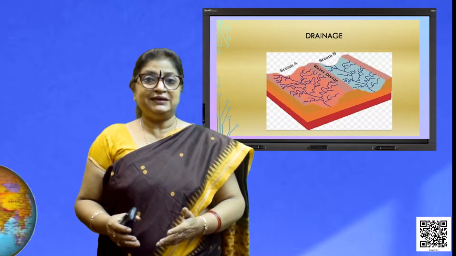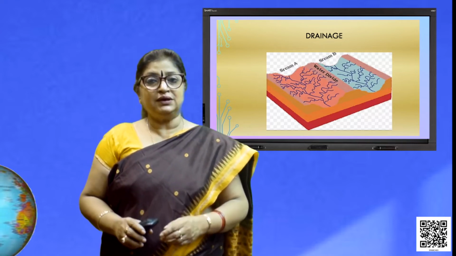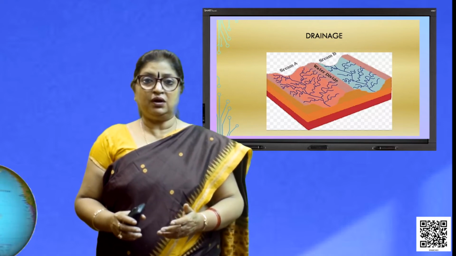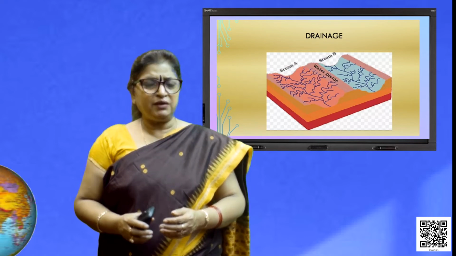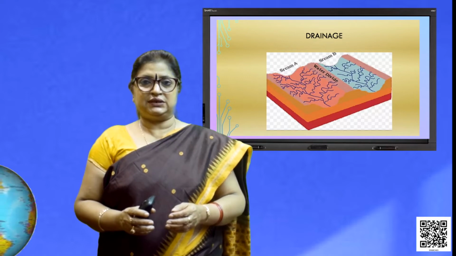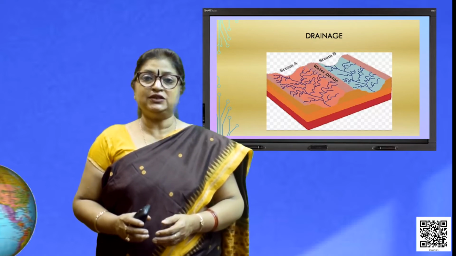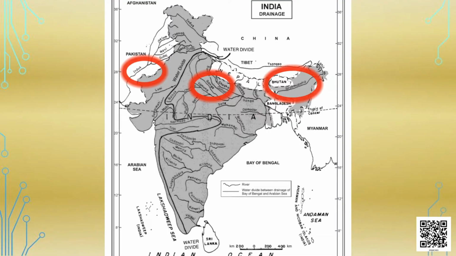Coming to the word drainage, what do you mean by the word drainage, children? What does this term drainage describe? Drainage describes a river system. Any land which is drained by a single river and its tributaries is called a drainage basin. You might have seen the Ganga river basin, the Brahmaputra river basin, the Indus river basin. Those are called drainage basins.